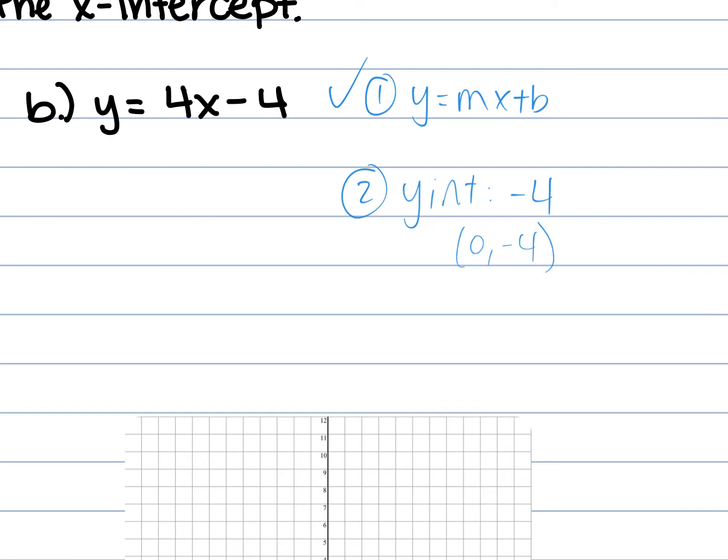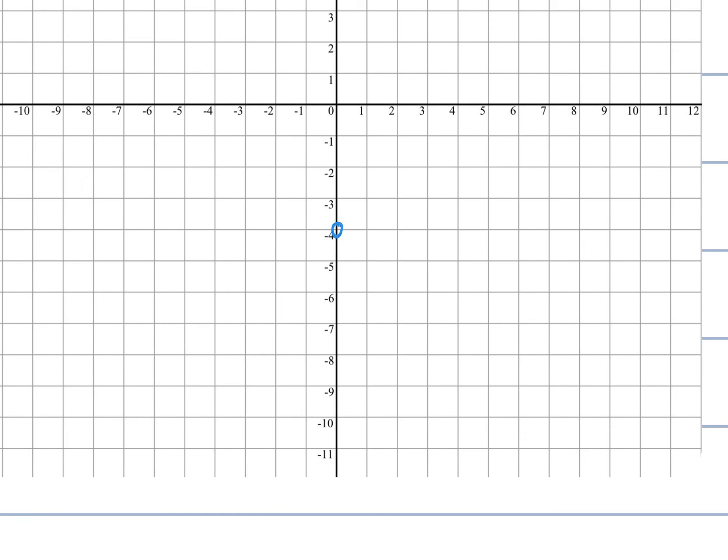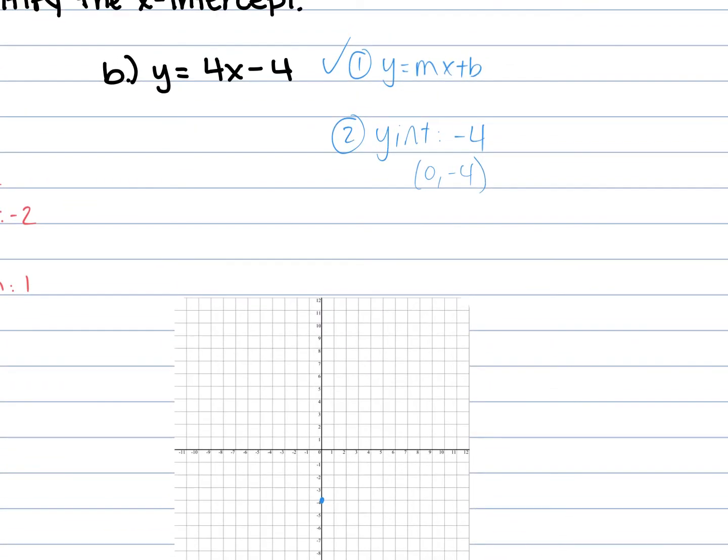Before I go to step 3 and find the slope, what do I need to do on my graph? Put the y-intercept. Put 0, comma, -4. It's down here, right? Why is it on this line and not this one? Andrea? It's y and it's a negative. It must be on the y-axis because it's a y-intercept. Yes? Okay.